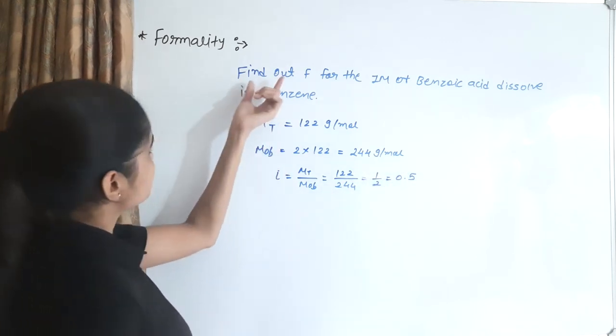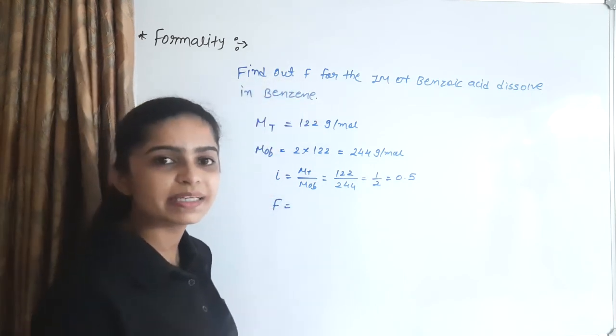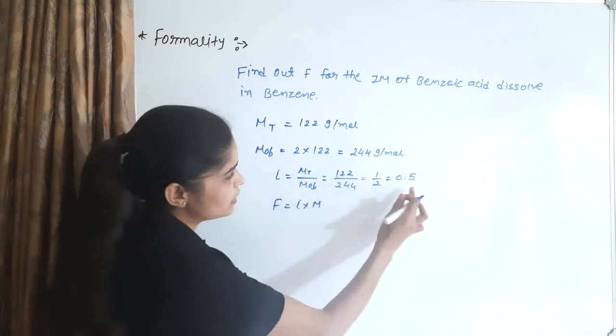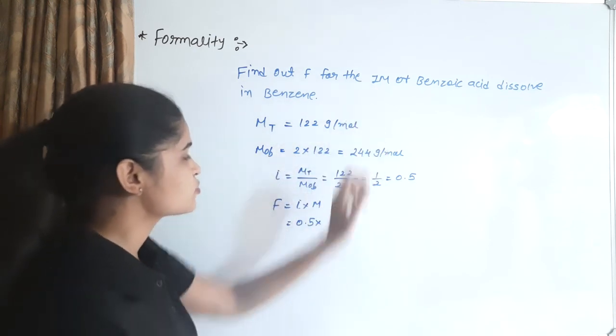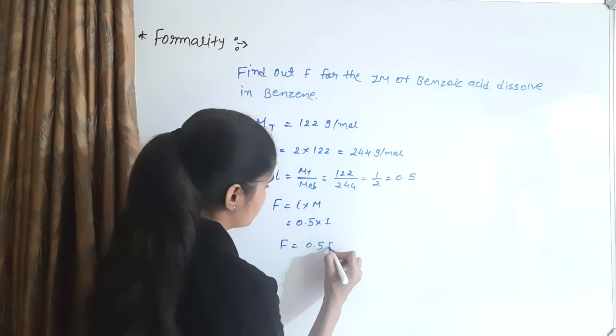Using this we find the formality. We know that formality is equal to i into molarity. The i value is 0.5 and the given molarity value is 1. So the formality is equal to 0.5 formal.